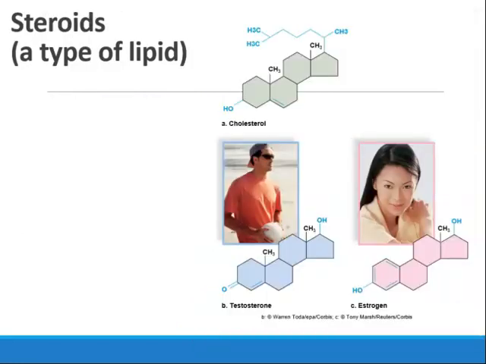Another type of lipid are steroids. Steroids have a ring structure. They have 4 linked carbon rings, so 1, 2, 3, 4, and several will have a short tail, okay? We know that cholesterol is a steroid. Cholesterol is mainly synthesized in the liver and is the precursor, meaning we need cholesterol to make many of the steroid hormones such as testosterone and estrogen. So testosterone in males, estrogen predominantly in females. And again, hydrophobic.